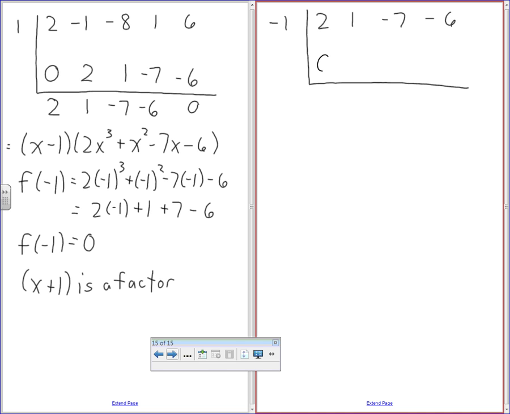Put a 0 there. Bring the 2 down. Multiply by -1. Then add those together. Write that number there, and then multiply that by -1. Then add those, and then multiply again, and that is your remainder.